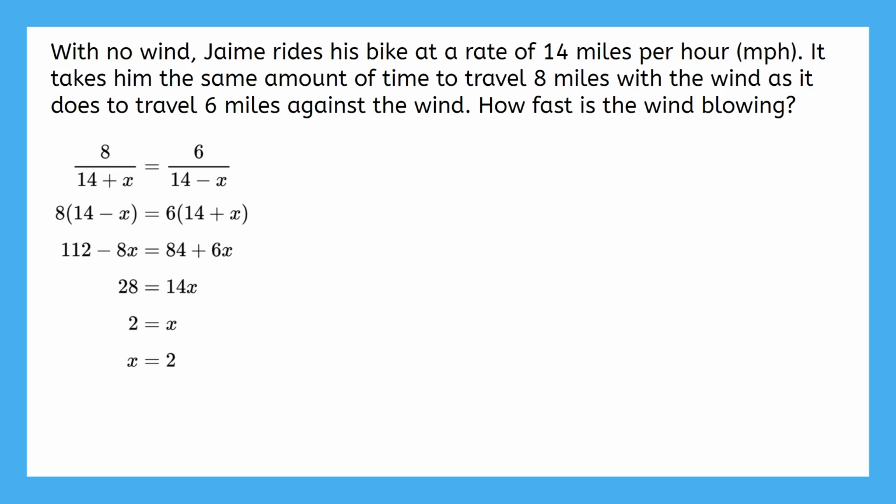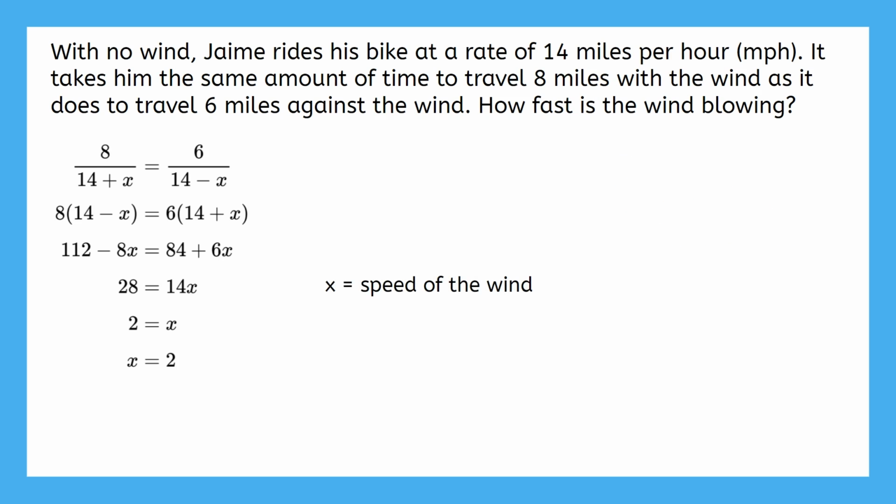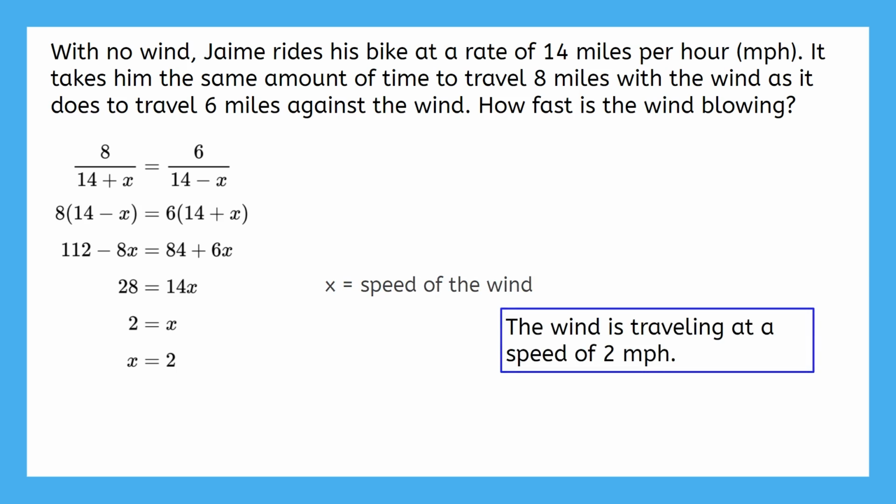Step 3 is complete. Finally, step 4 says to answer the original question. This is similar to our previous lesson where I said over and over to make sure you can interpret what your answer means. Remember that x represented the speed of the wind. So we can say that the wind is traveling at a rate of 2 miles per hour. Great job. We have one more example, but if you need a little more time with this one, go ahead and pause the video.